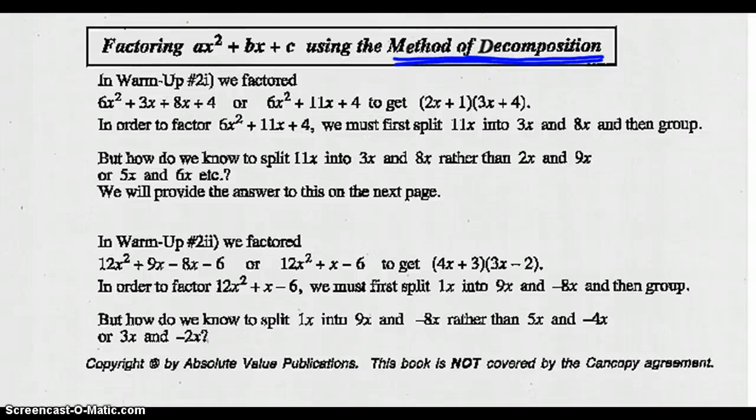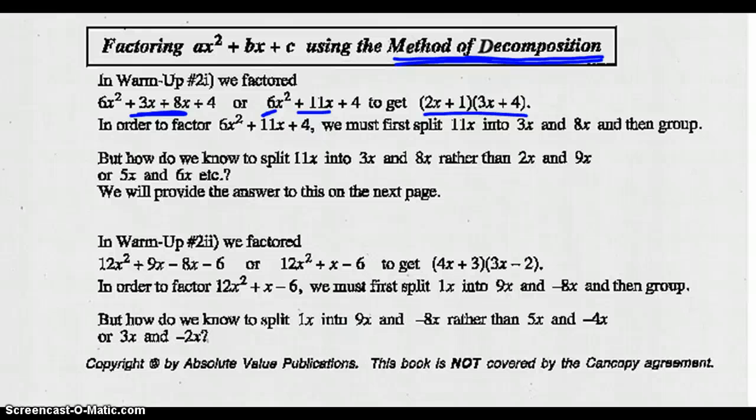So right above, we just factored 6x squared plus 3x plus 8x plus 4, which really is, if I combine those two middle terms, 3x and 8x is really 11x. So it's really a trinomial. So we factored this complex trinomial, where a is greater than 1, as factors of 2x plus 1 times 3x plus 4.